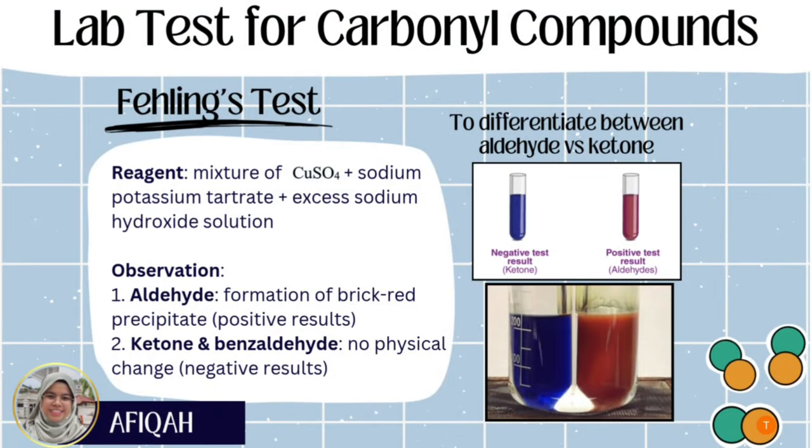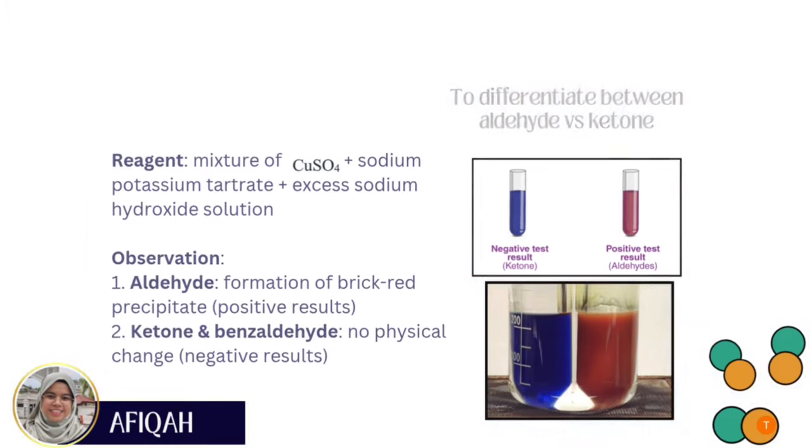Lastly, we have Fehling's test, which also helps us differentiate between aldehyde and ketone. Fehling's solution is made from a mixture of copper(II) sulfate, sodium potassium tartrate, and sodium hydroxide. Aldehyde gives a positive result, which is shown by the formation of a brick red precipitate. If we test a ketone or benzaldehyde, we will see no physical change. Even though benzaldehyde is an aldehyde, it is an aromatic aldehyde, and it does not react with Fehling's solution. So remember, Fehling's test works best with aliphatic aldehydes, not aromatic ones.